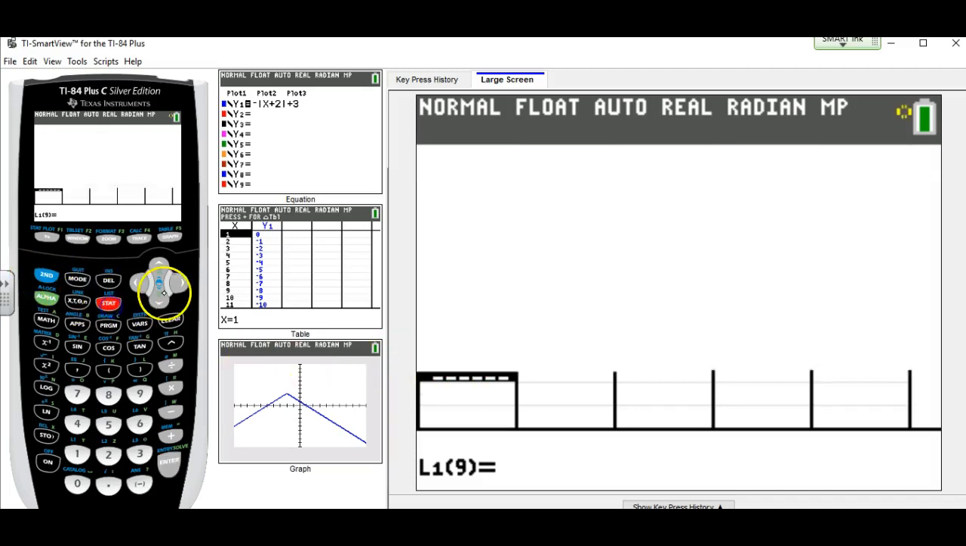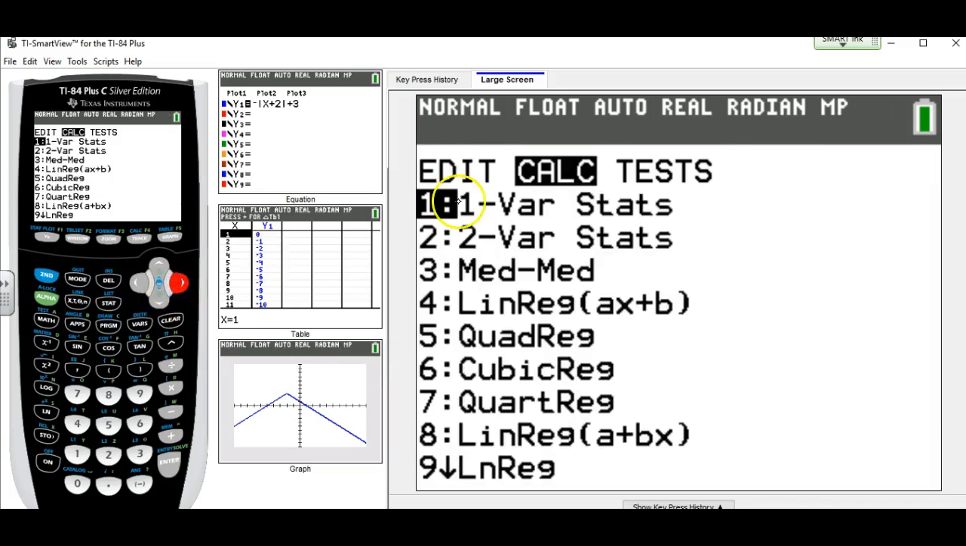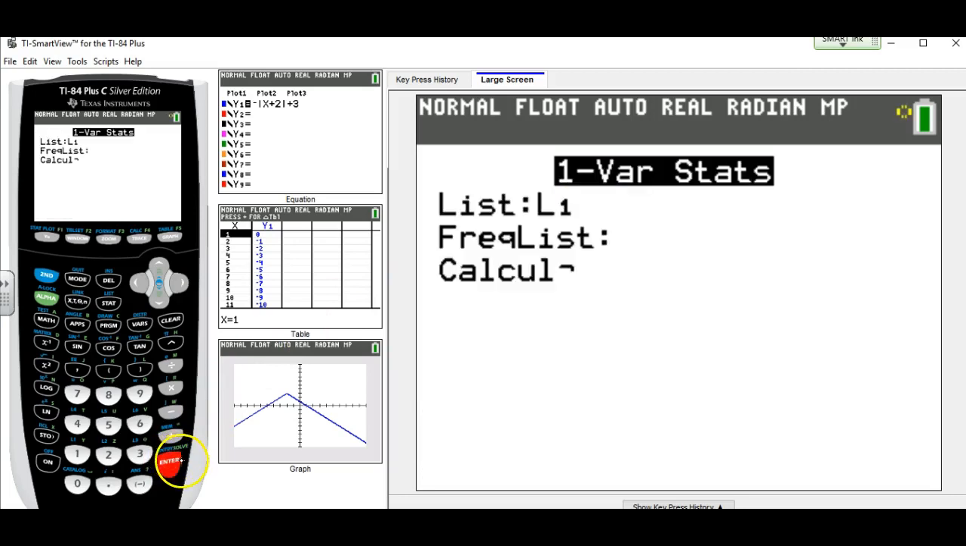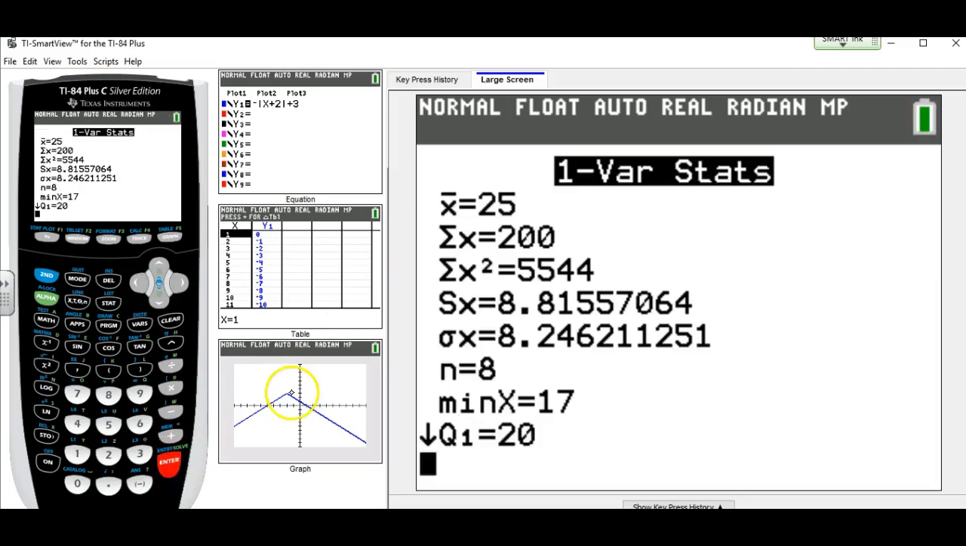Now if I press Stat again and go over to Calculate and hit One-Variable Statistics, and calculate, here's everything we need. The thing I want to show you is the x bar. If you remember, x bar is your mean. So the mean is 25. The median is right here, 22.5.